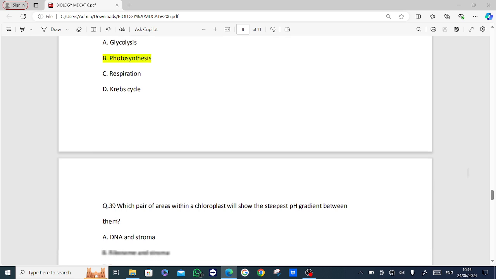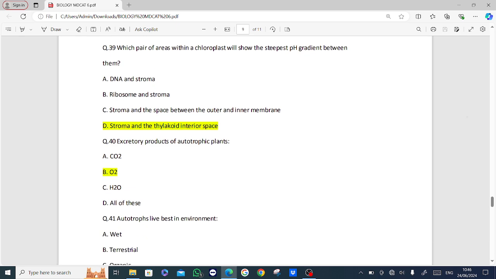Next MCQ is, which pair of areas within a chloroplast show the steepest pH gradient between them? Options are DNA and stroma, ribosome and stroma, stroma and space between outer and inner membrane, stroma and thylakoid interior space. Answer is option D, stroma and thylakoid interior space.